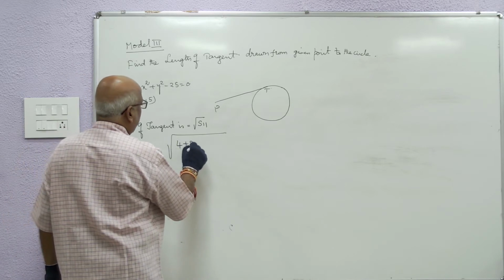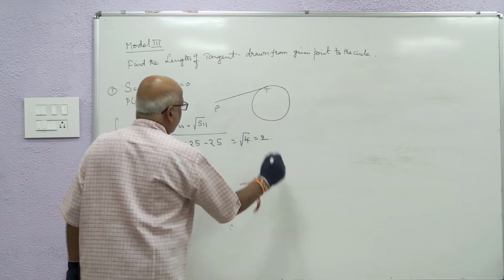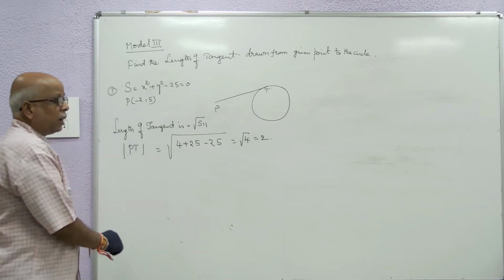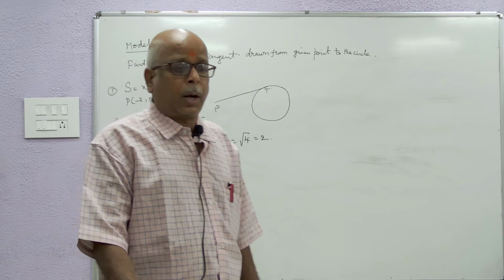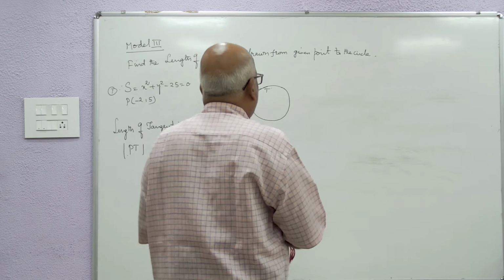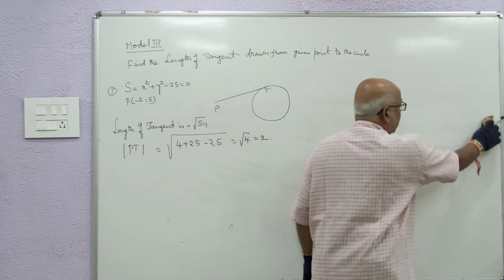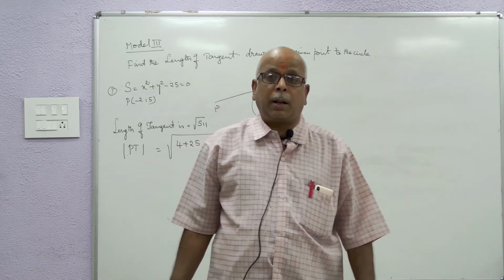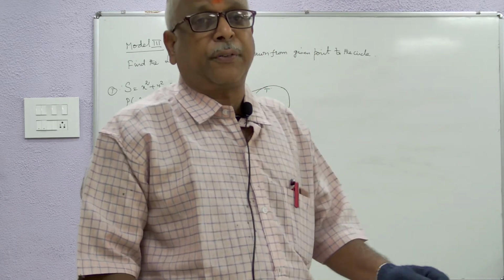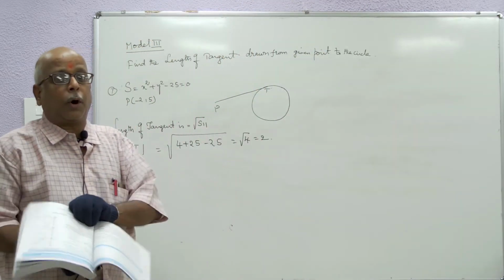4 plus 25 minus 25. Root 4. What is root 4 value, sir? 2. PT equal to 2. That is length of the tangent. Here is one point that we have to discuss. For all the 3 models, the applied formula is same, but the position of the point geometrically will differ. Among the power of a point and location of the point, length of the tangent, definitely the positional difference will be there, particularly related to the given point.